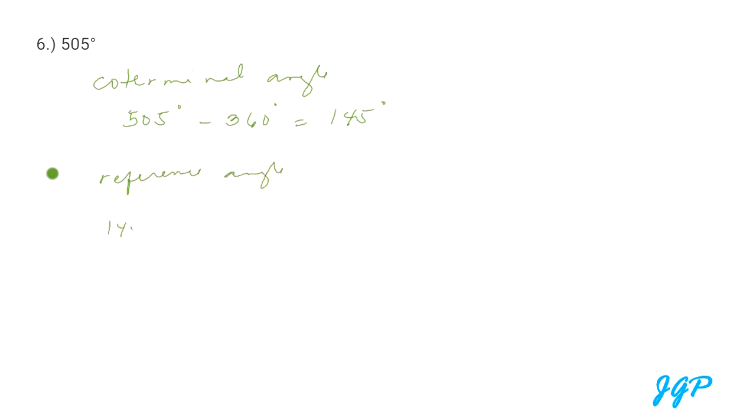Okay, using 145 degrees. So let's have the first step. Find the location of that 145 degrees. And that is located in quadrant 2. In quadrant 2, the formula for finding the reference angle is equal to 180 degrees minus the given angle. So, reference angle is equal to 180 degrees minus the given angle, which is 145 degrees. And to simplify that, the reference angle now is equal to 35 degrees. So, meaning, the reference angle of 505 degrees is equal to 35 degrees.